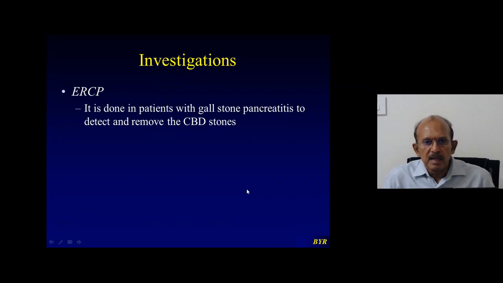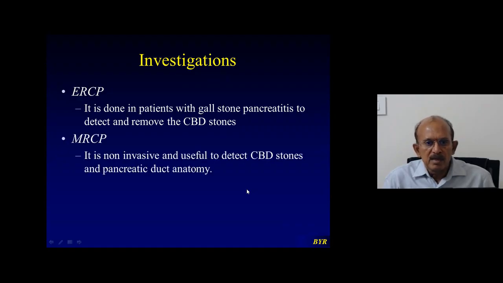ERCP is done in patients with gallstone pancreatitis to detect and remove the CBD stones. MRCP is a non-invasive test and useful to detect CBD stones and pancreatic duct anatomy as well as pancreatic duct stones.